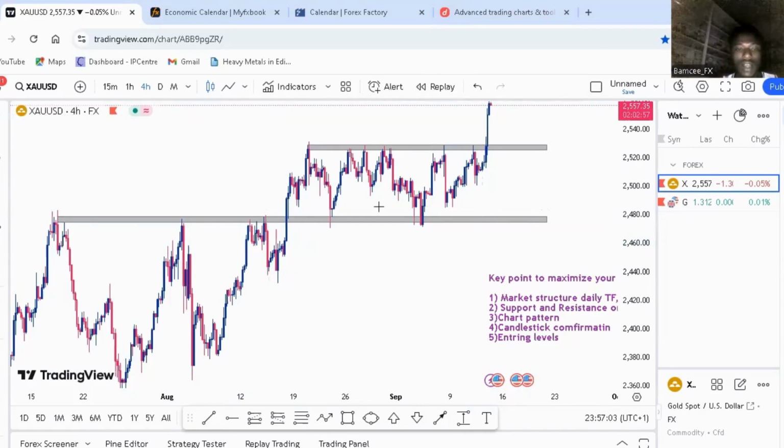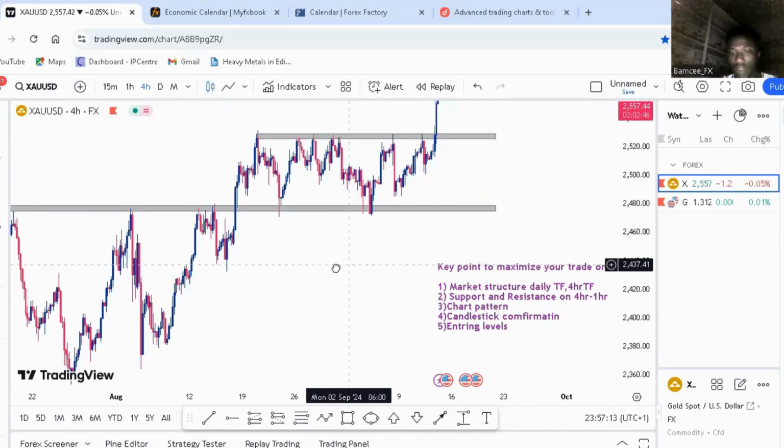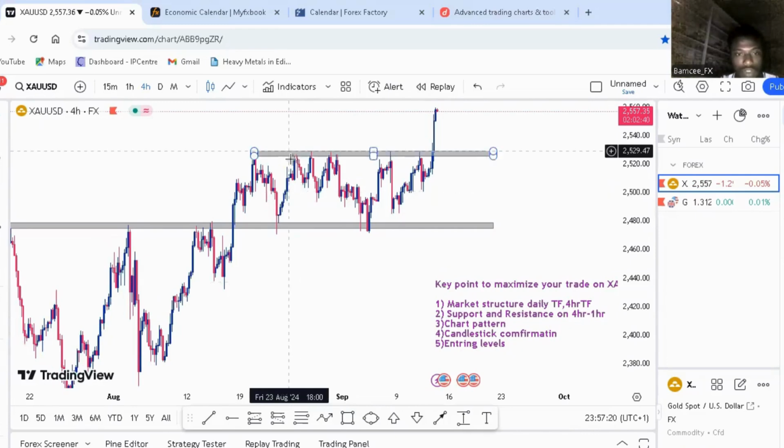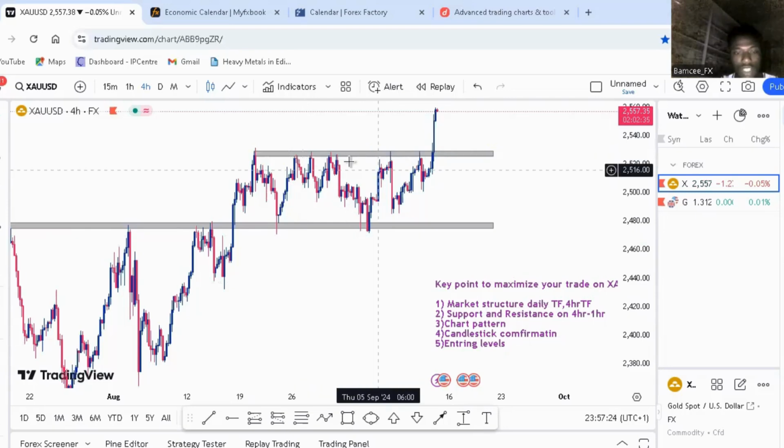So gold has been ranging from this top to the bottom, and gold could not break above this zone. Hope you are getting me, because this is our number 2 key point to maximize your profit on gold. Now, gold has been doing some retest, has been ranging up and down, and there was no breakout from gold.